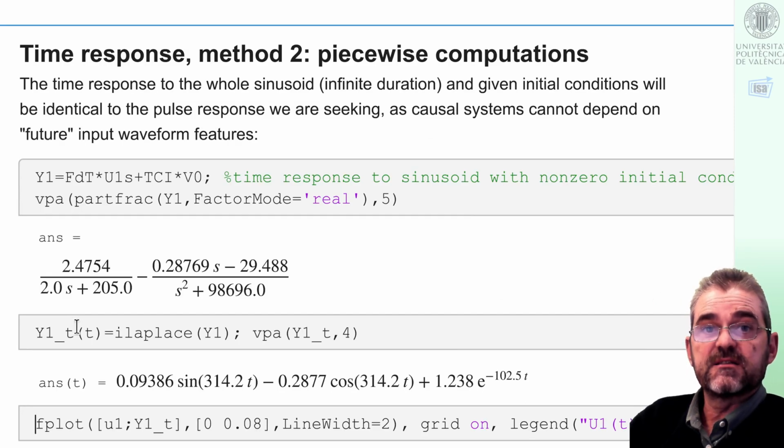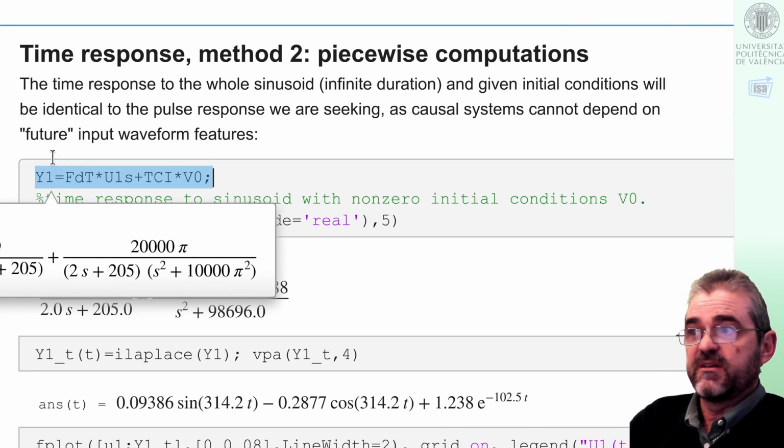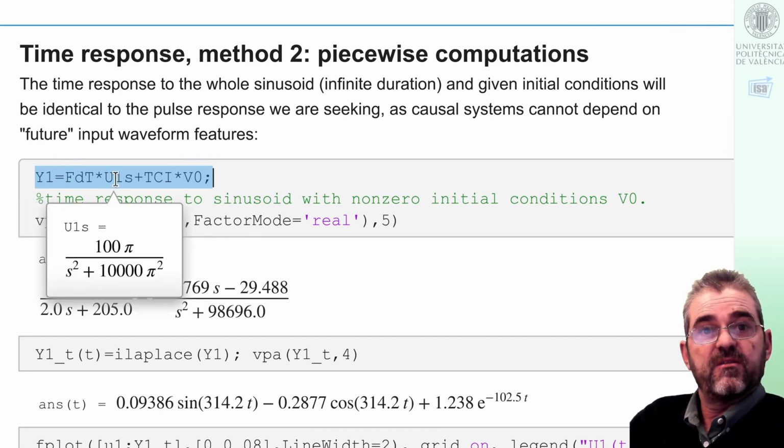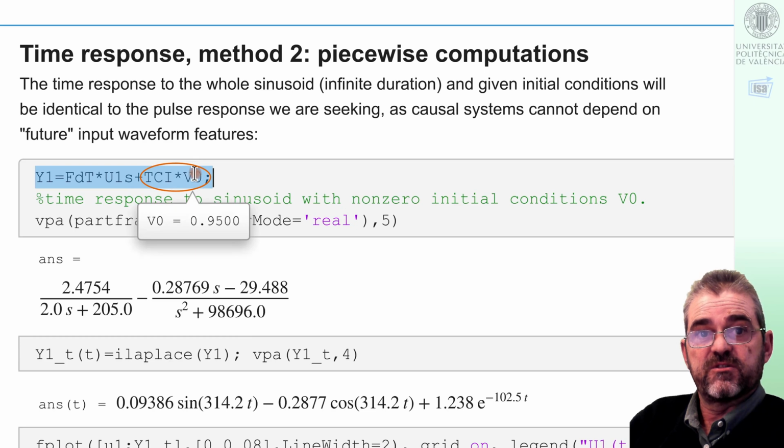Let's go with the details. We will first compute the response to a sinusoid starting at instant 0 and lasting forever. So this y1 will be the transfer function, this one, times the Laplace transform of the sinusoid plus this initial condition term.